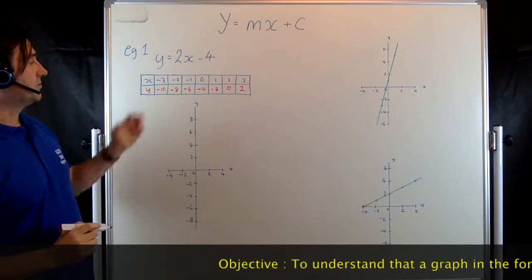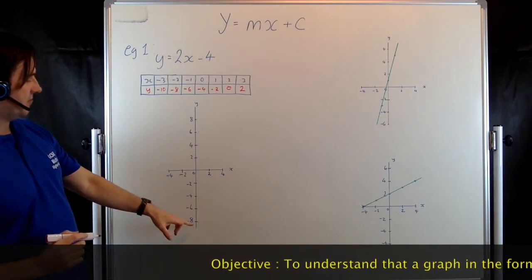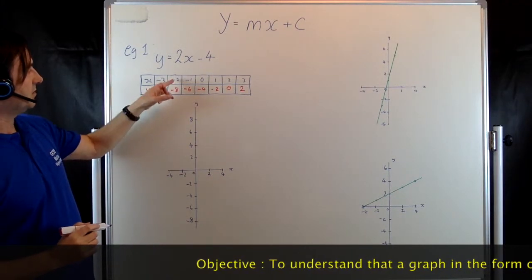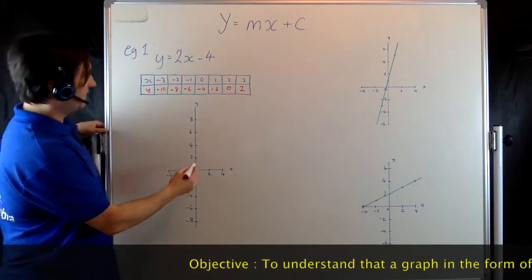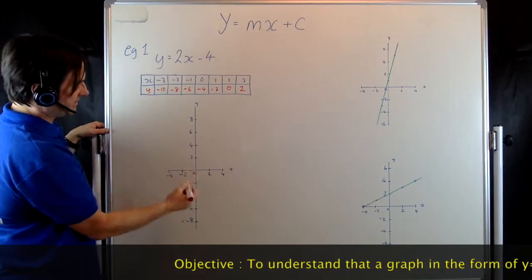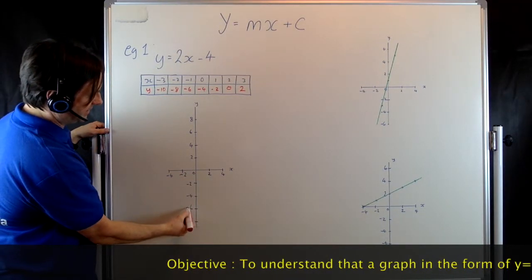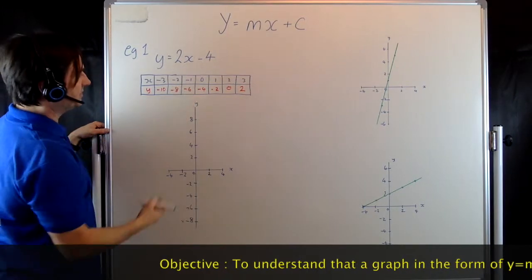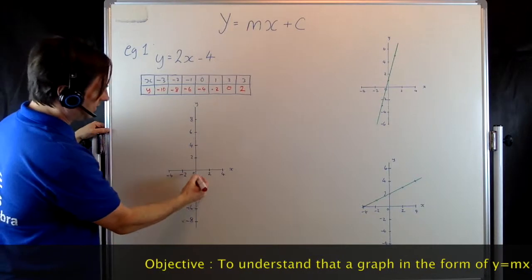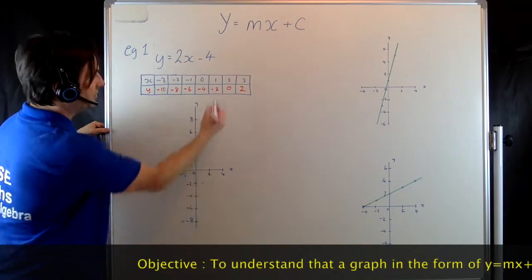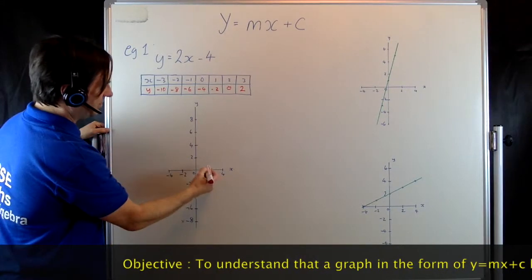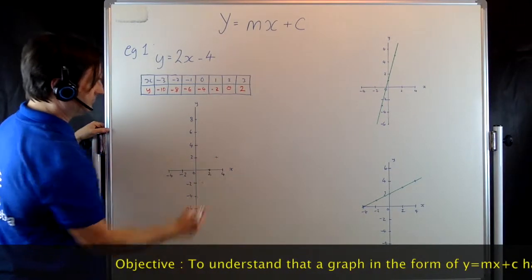I'm now going to plot my coordinates. My graph here on the y-axis starts at -8, so I'm going to leave the first one. I'm going to plot this second coordinate here. When x is -2, y is -8. When x is -1, y is -6. When x is 0, y is -4. When x is 1, y is -2. When x is 2, y is 0. When x is 3, y is 2.